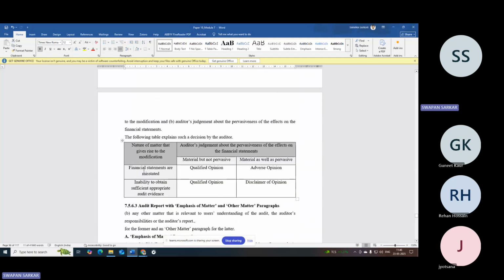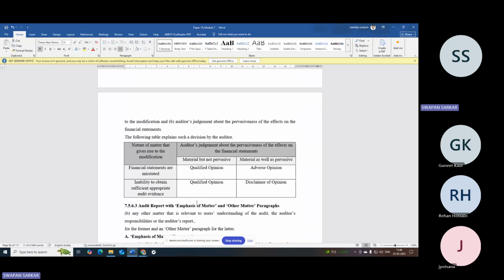Now, this particular matrix clarifies the situation, when and what type of report is to be submitted. Here we have used two parameters in columns and rows. First of all, the parameters column-wise are the nature of the matter that gives rise to the modification: either financial statements are misstated, or inability to obtain sufficient appropriate audit evidence. Now, the auditor's judgment about the pervasiveness of the effects on the financial statements.